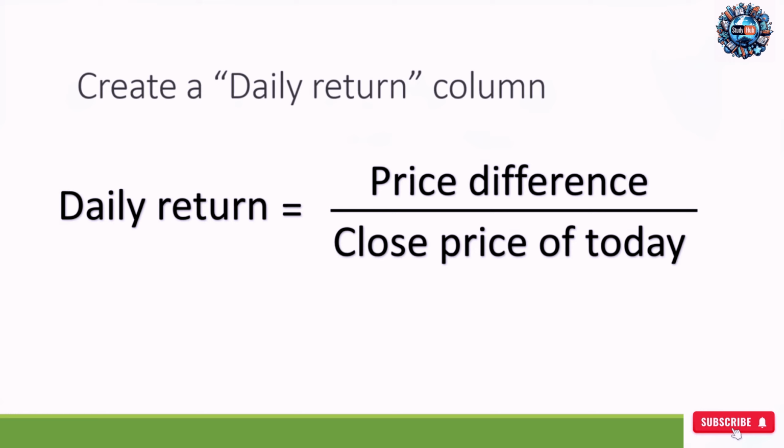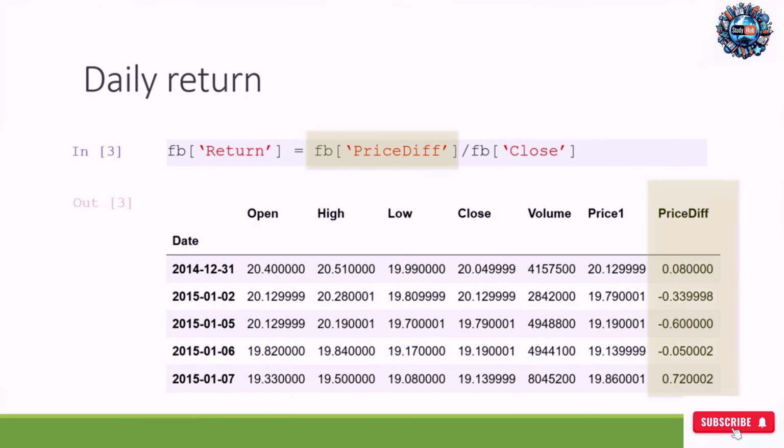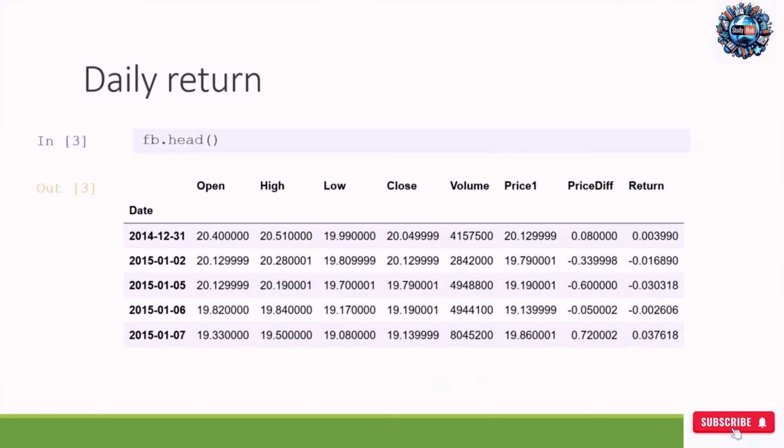Similarly, we can calculate the daily return. We know daily return should be price diff divided by close, as we can see from the formula. We double check if the new variable is created.